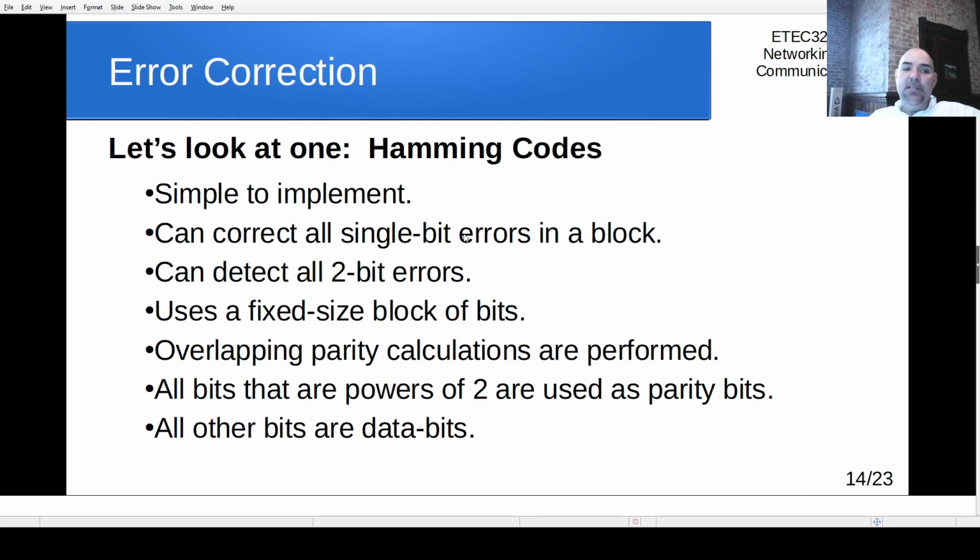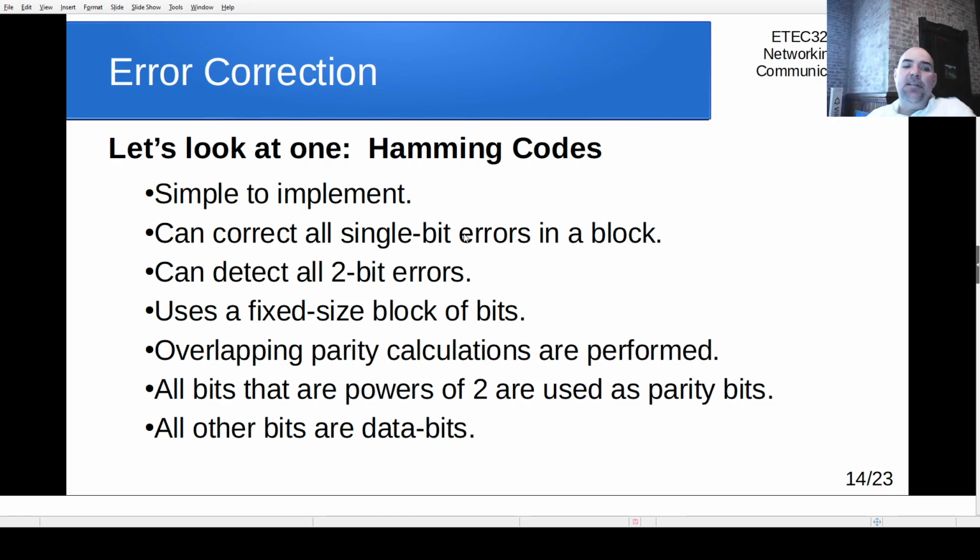All right, now what a Hamming code is, first off, very simple to implement, easy to understand, and it can correct all single-bit errors in some fixed size block. It can detect all 2-bit errors. In other words, if you have this block of a certain size, and there are multiple bits in error, it can detect those. But if there's a single bit that's in error, it can fix it. And it uses a fixed size block of bits. In other words, we're always going to say, here's the number of bits. It's going to be the same every time for that block. We add the redundancy to it.